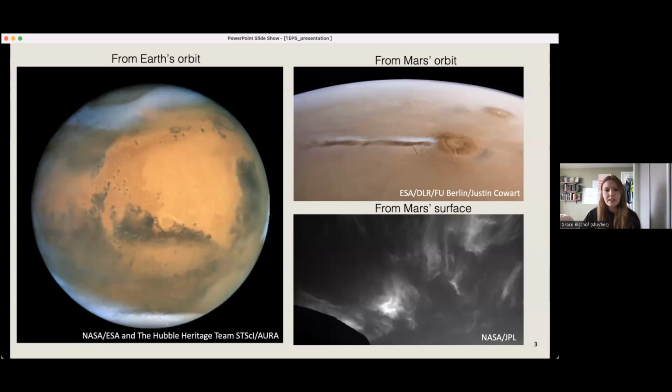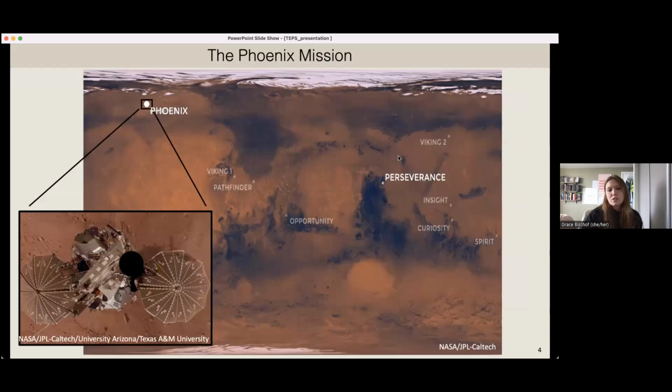So we've been monitoring clouds on Mars for quite some time. You can see them from Earth's orbit using Hubble, for example, from Mars's orbit using some of the different orbiters, and from Mars's surface. So this is an image taken with the Curiosity rover. And we have determined quite a bit about water ice clouds, but there definitely still is a question when it comes to how these clouds interact with the climate and what effect these clouds have on the weather, the temperature, and all of that. So this project will be looking into that, and it specifically uses data from the Phoenix mission.